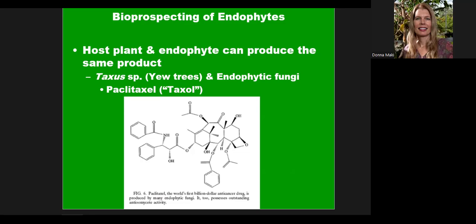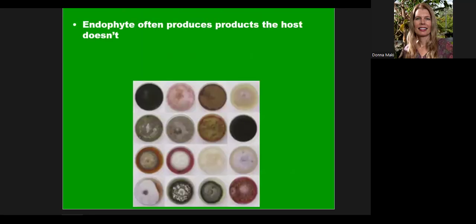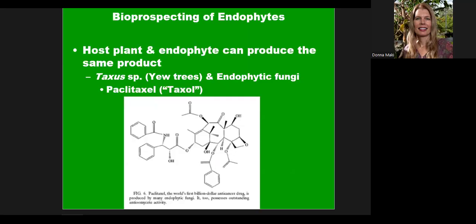Yeah, this is an incredibly powerful and successful drug. It's for certain types of breast cancer, and it can put you into total remission. I mean, it's that successful. So you can understand why they were chopping down the yew trees left and right, because it was incredibly successful. But thankfully, what they discovered is that the host plant and the endophyte can produce the same product. So the yew tree is producing this, but the fungus is too, okay?